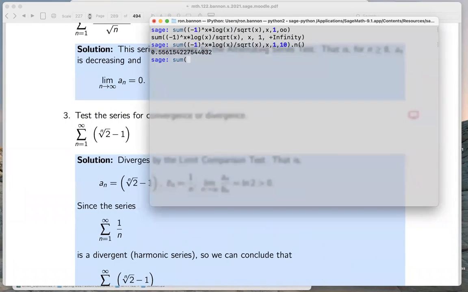Sum. Let's see. That would be 2 to the 1 over n. That's the nth root of 2 minus 1. I can't use n. I have to use x. Let's see. -1. And x is my counter, and it's starting at 1 and going off to infinity.